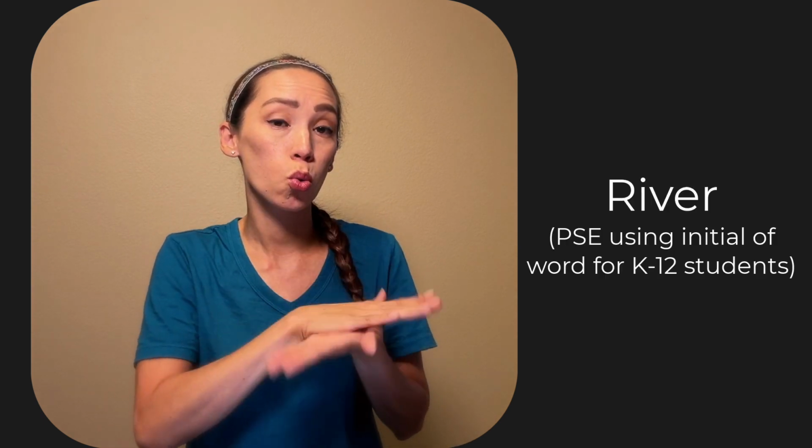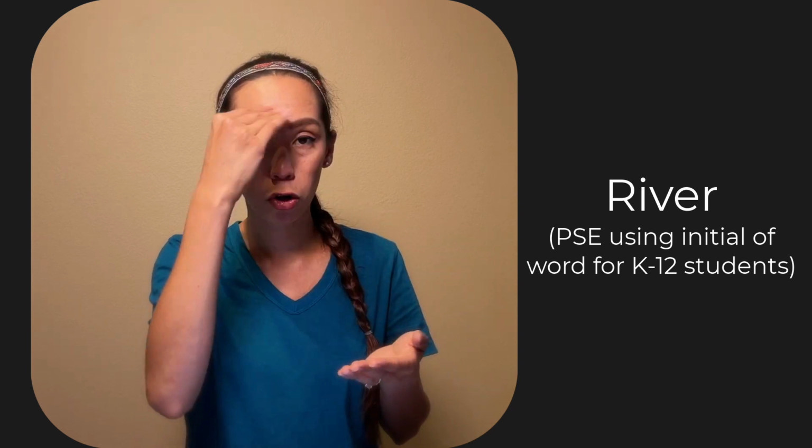Next word is river. Take your 1s, river. Or if you see people using R's, it is not ASL, but people in schooling sometimes use the first initial of the letters, and they use the R's for river. So you may see that from time to time out in society as well. But the proper ASL way is the 1s.